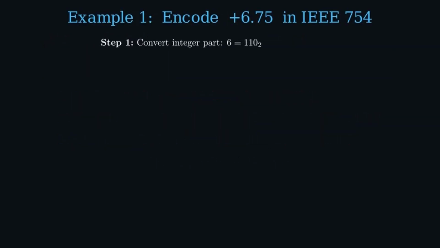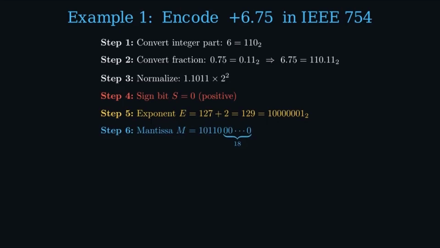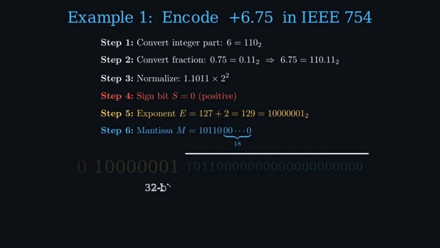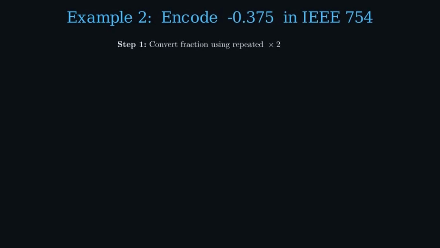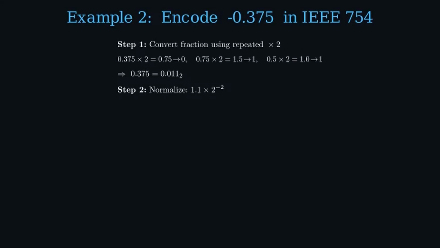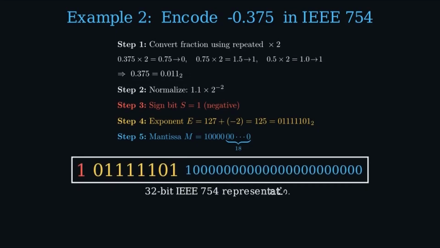First example, we're going to do 6.75, and then we're going to write it in the form using these steps, and we get our final number to represent our fractional number. Now for our second example, we're going to take negative 0.375 and convert it into the IEEE standard 754 using these steps, and we finally get our final answer represented in 32 bits.